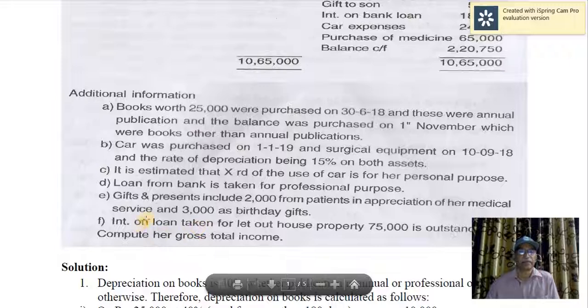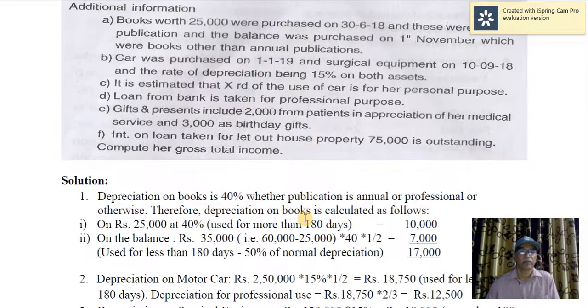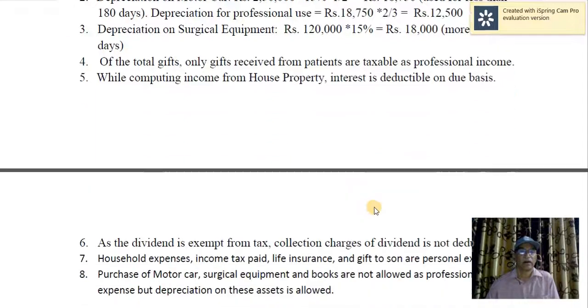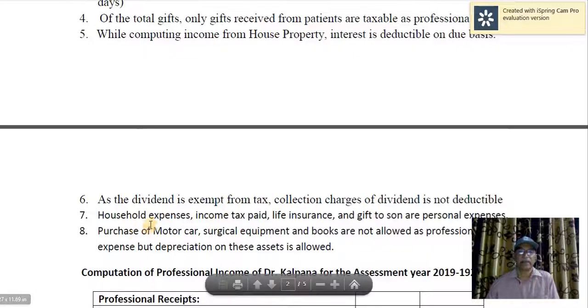Of the total gifts, only gifts received from patients are taxable as professional income. So this is already completed. Household expenses, income tax paid, life insurance, and gift to son are personal expenses. You find all these items on the payment side. Purchase of motor car, surgical equipment, and books are not allowed as professional expenses, but depreciation on these assets is very much allowed.